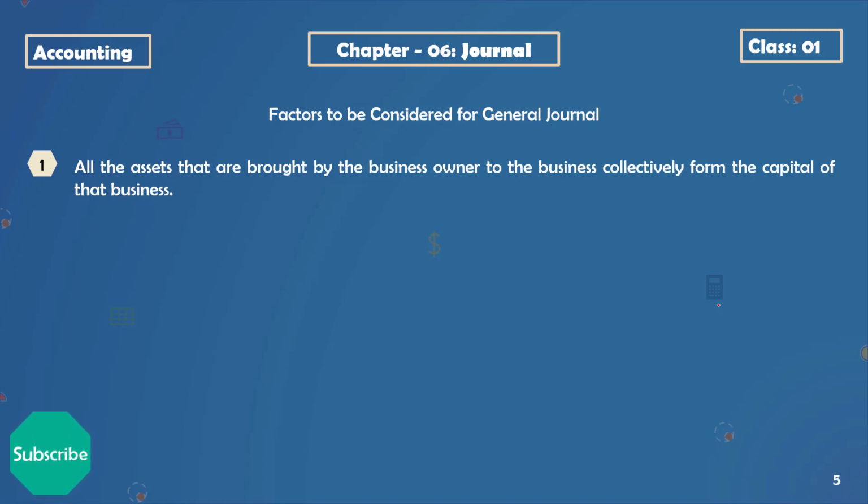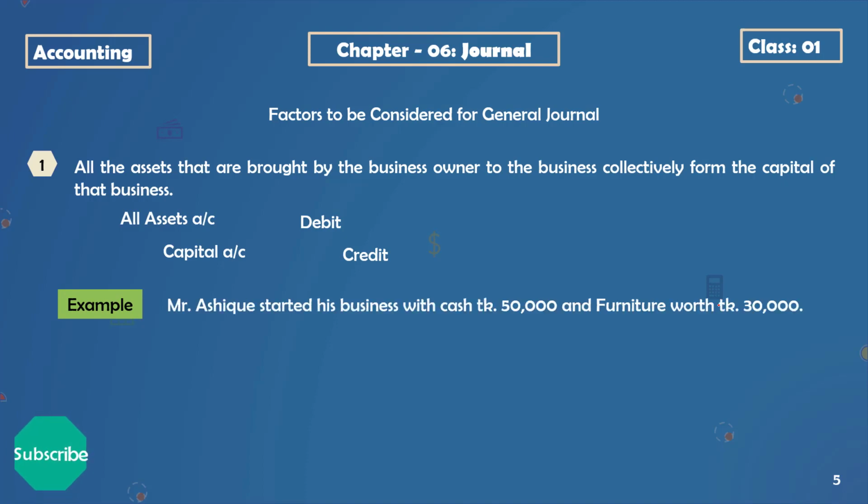So we can write: all assets accounts debit, all capital accounts credit. So all assets accounts debit and capital accounts credit. Let's take an example that will clear the idea or concept. Example: Mr. Ashik started his business with cash taka 50,000 and furniture worth taka 30,000.